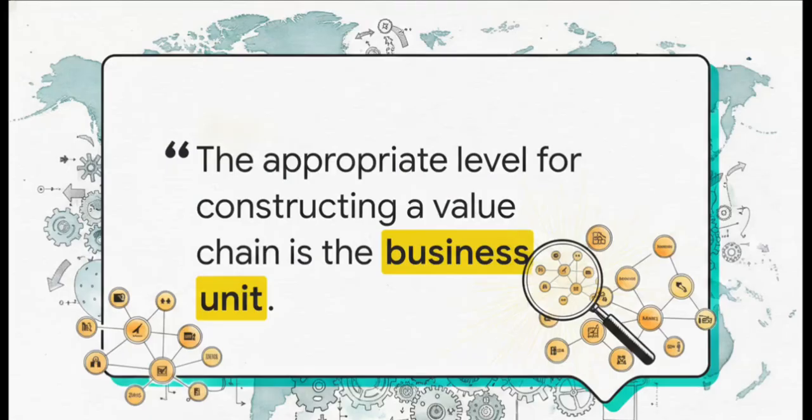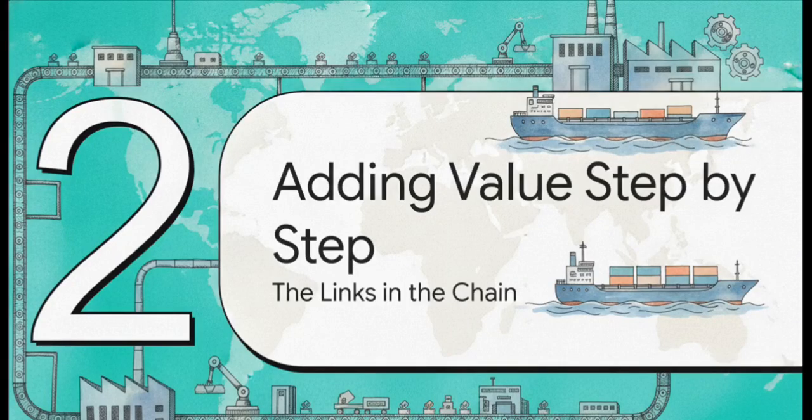Now, Porter was super specific about how we should look at this. He pointed out that the right level to construct this chain is the specific business unit, not some massive division or the company as a whole. Why? Well, if you only look at a giant overarching corporate structure, you might completely miss the hidden, almost invisible sources of competitive advantage. You really only spot those when you look closely at the day-to-day operations of a single unit.